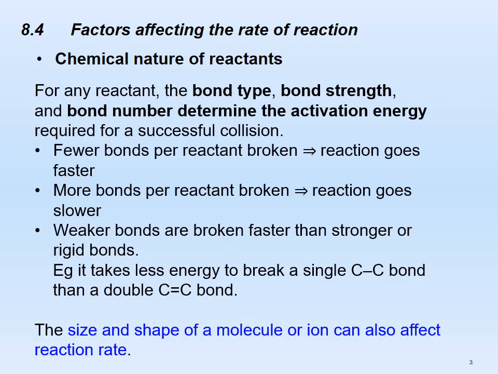Chemical nature of reactants. For any reactant, the bond type, bond strength, and bond number determine the activation energy required for a successful collision. If fewer bonds per reactant are broken, the reaction is faster. Weaker bonds are more easily broken, so they break at a faster rate than stronger or rigid bonds. For example, it takes less energy to break a carbon-carbon single bond than a carbon-carbon double bond. The size and shape of a molecule or ion also affects how fast a reaction goes.